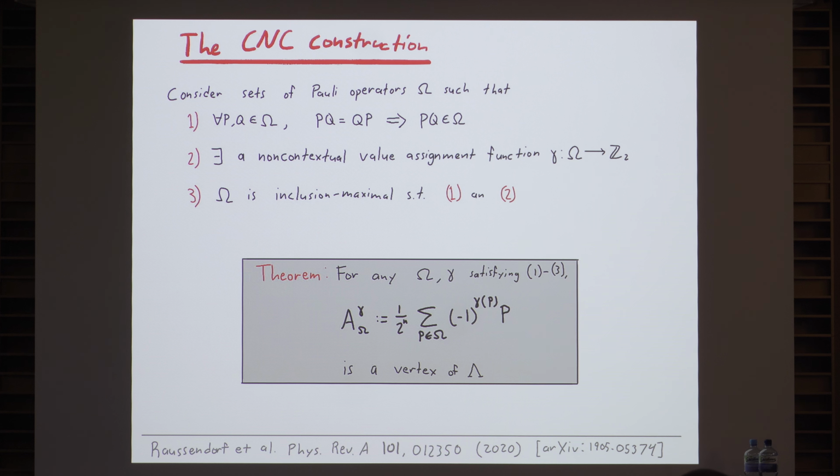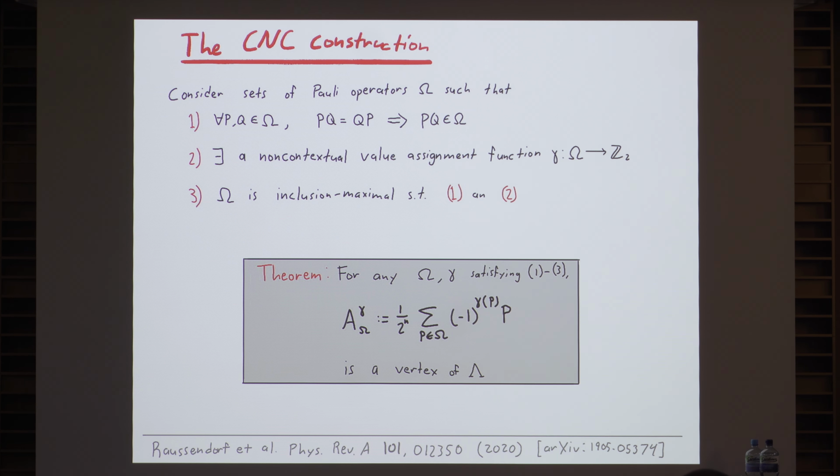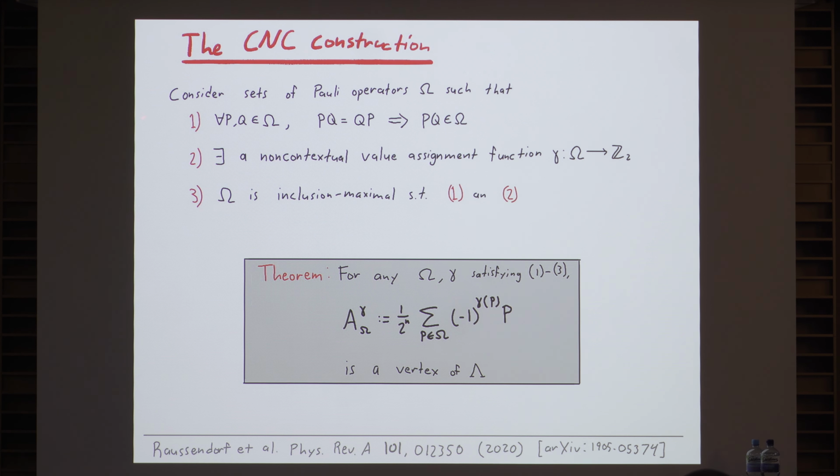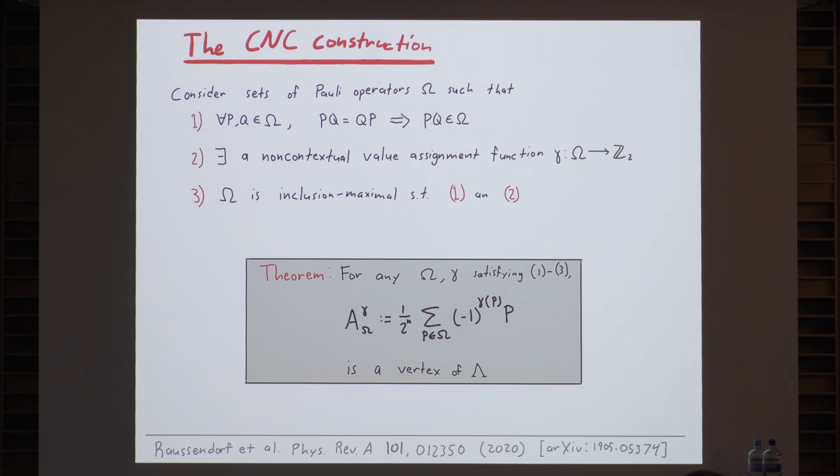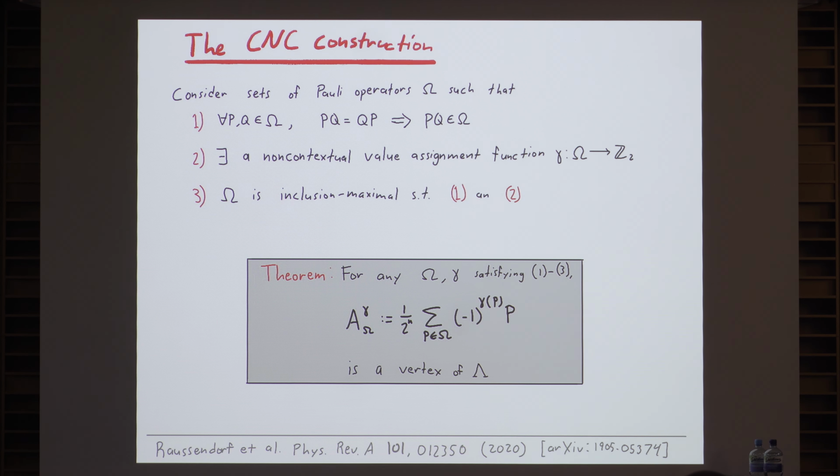Here's an example. I'll take you through the definition, but the result is going to be a small family of vertices for any number of qubits. So we're going to look at sets of Pauli operators, omega, satisfying these three properties. First is like a closure condition. If you have two operators in the set and they commute, then the product also has to be in the set. Second property is there exists a non-contextual value assignment function for this set of Pauli operators.